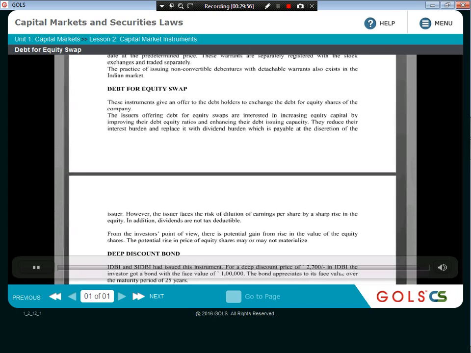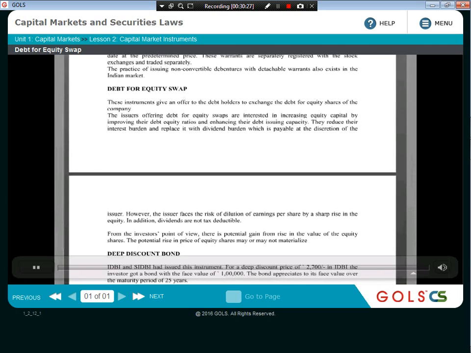From the investor's point of view, if I feel that I'm holding debentures of a company, but then the company is doing really well, the company is posting record profits, then I might be tempted to convert that debt into equity. Because in case of debt, no matter how much profits the company earns and how well the company does, I'm going to get only a fixed rate of dividend. Even if the company posts bumper profits, my dividend is not going to increase.